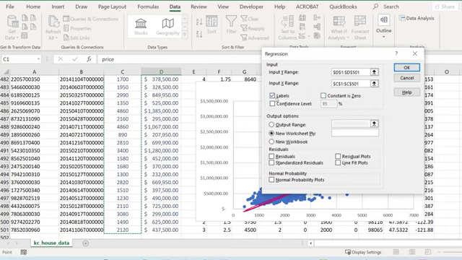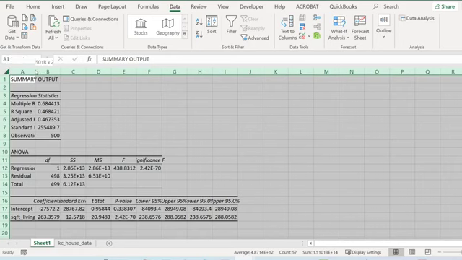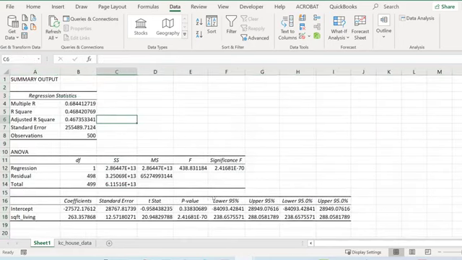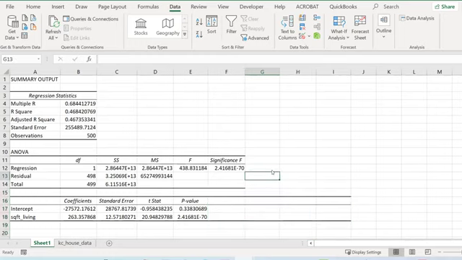In this case, we are going to use labels because I've grabbed the top of the thing. I'm not going to change the constant. Everything else stays the same. I'm going to hit OK. And we get a very traditional regression output. I'm going to delete this upper and lower stuff. We don't need it. It's just going to get in the way. And we are looking at traditional regression results.